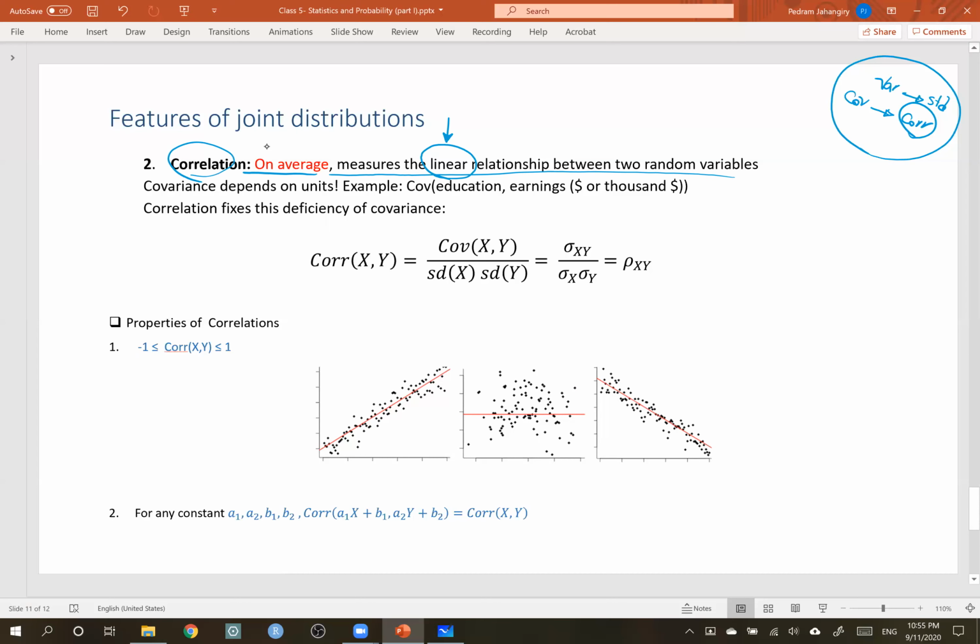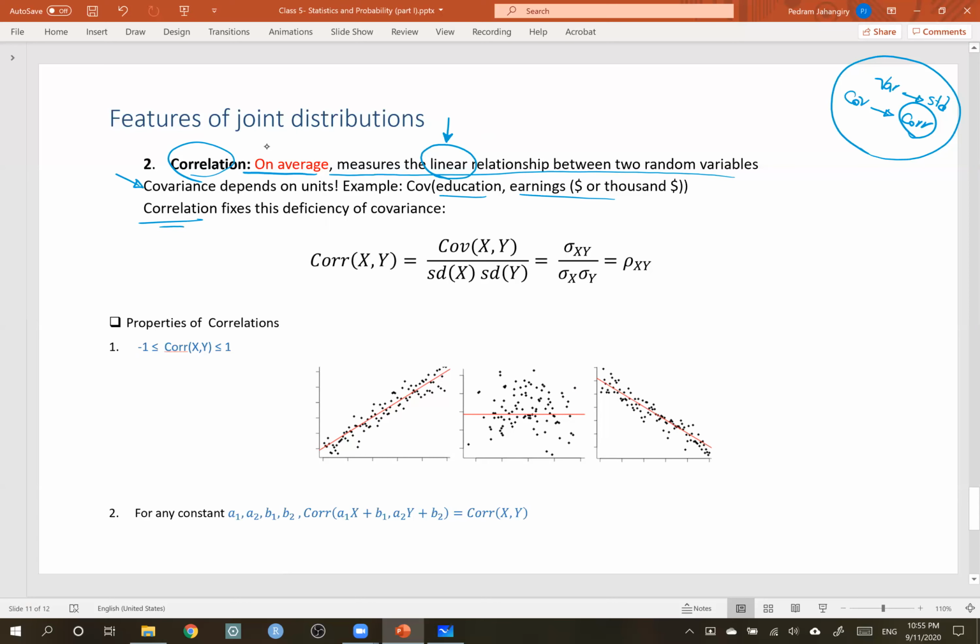And I also said that the covariance depends on units. For example, the covariance of education and earning depends on the unit. Here, earning is in dollars, $1,000, and education is in years. So the covariance is a mix, right? In order to get rid of that lack of interpretation, we go to correlation, and correlation is unitless.